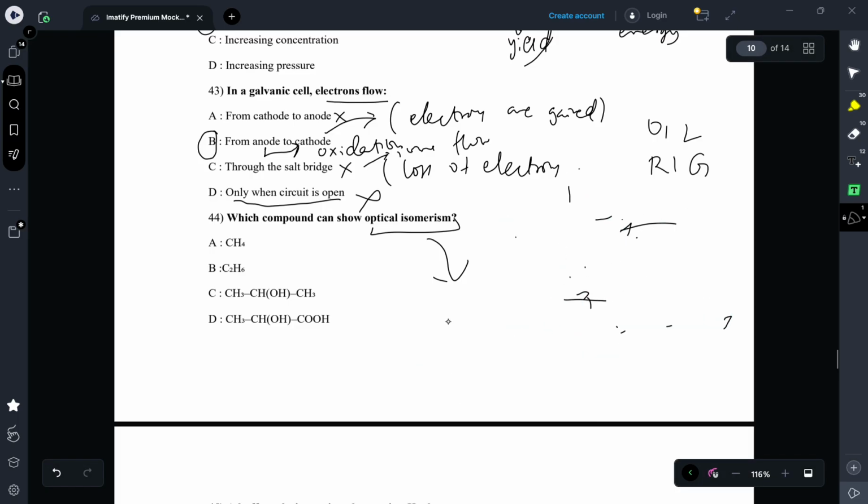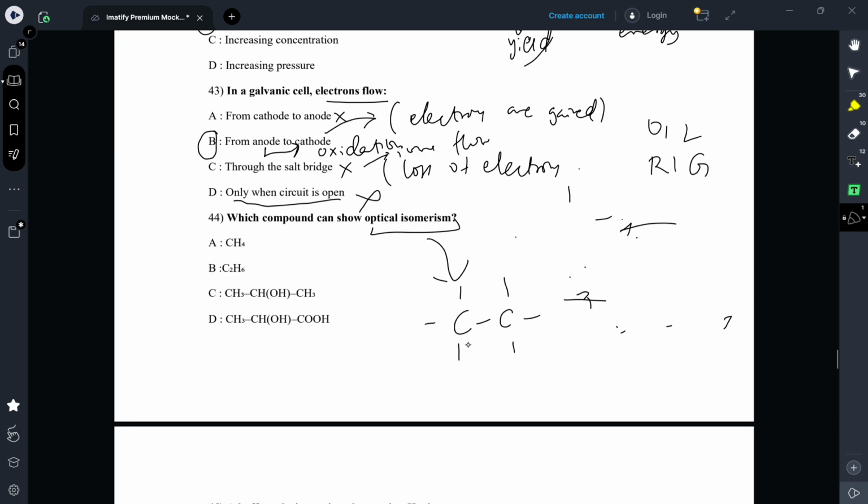Now moving to the second option, we have C2H6. So this is ethane, C2H6. Again, if you look at this carbon, it is connected to hydrogen here, hydrogen here, hydrogen here. Of course, this group is different, but then these three are the same. So of course, this cannot be the answer again.